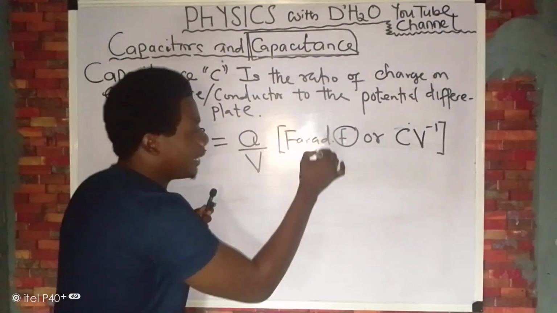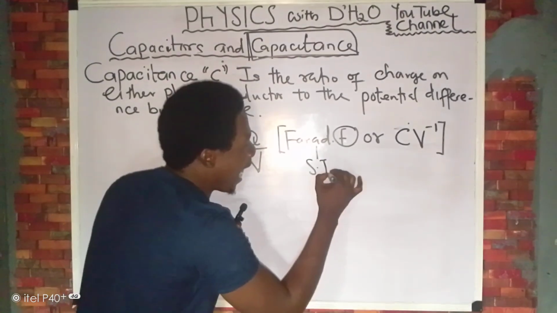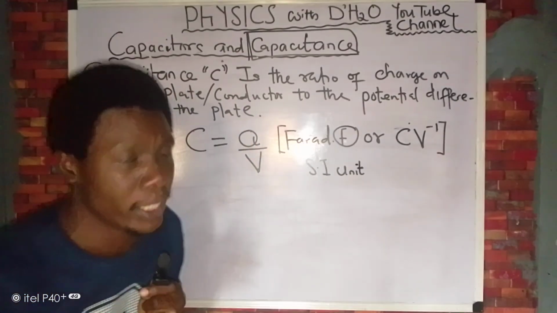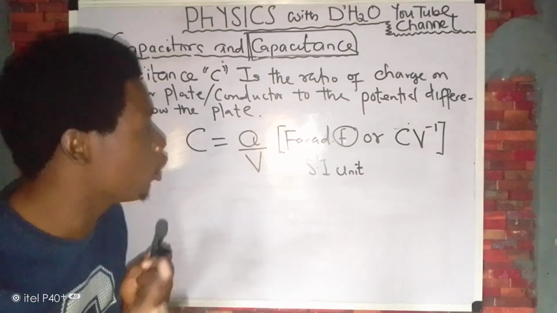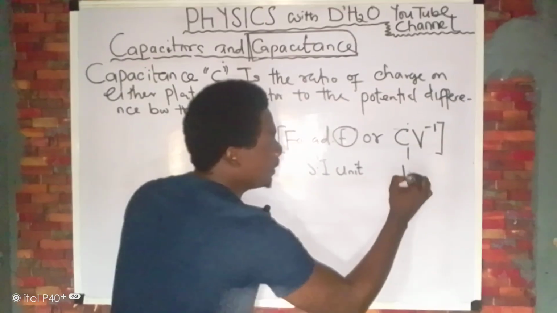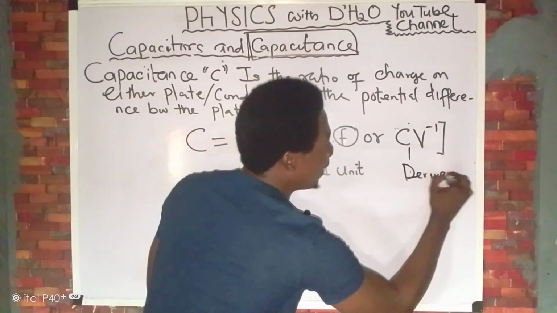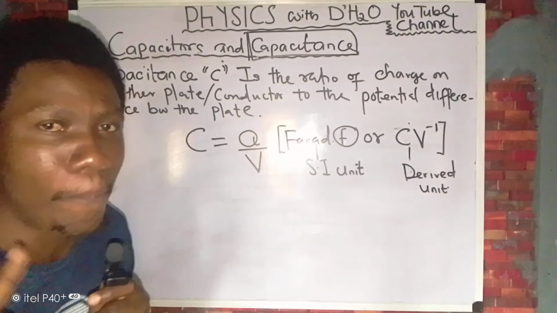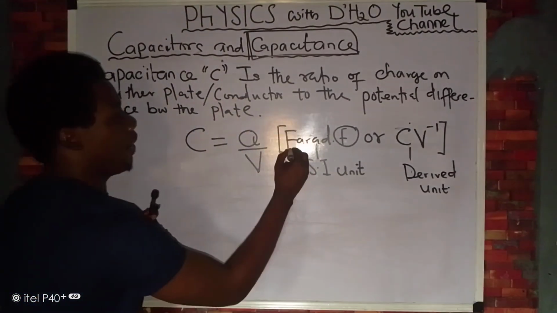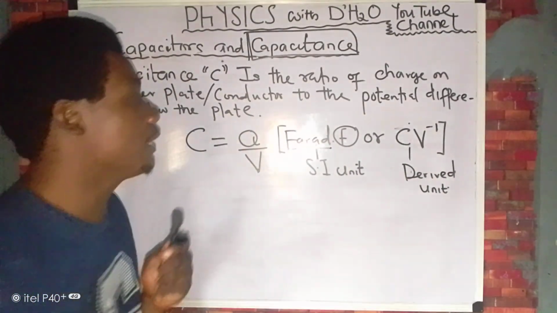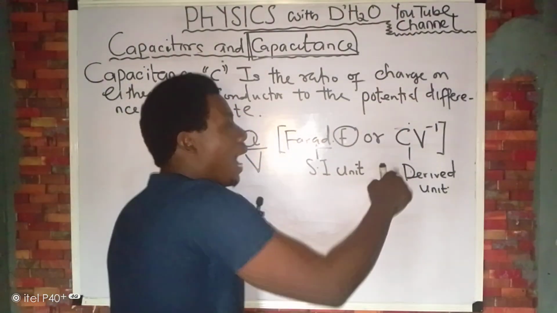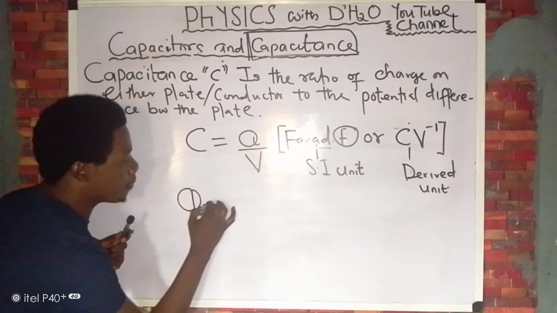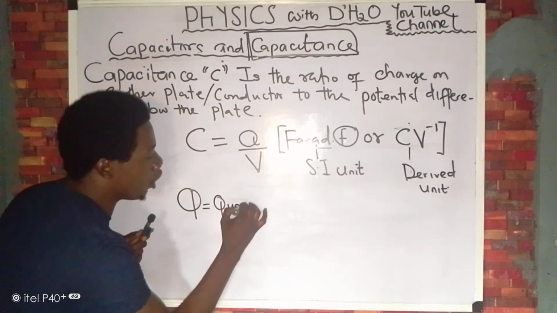Please note this, that this is the SI unit. That means the unit accepted all over the nook and cranny of the world. While this is called the derived unit. So the SI unit for capacitance of the capacitor is farad, but the derived unit is what? Coulomb per volt. Now, what is your C? C represents quantity of charge.